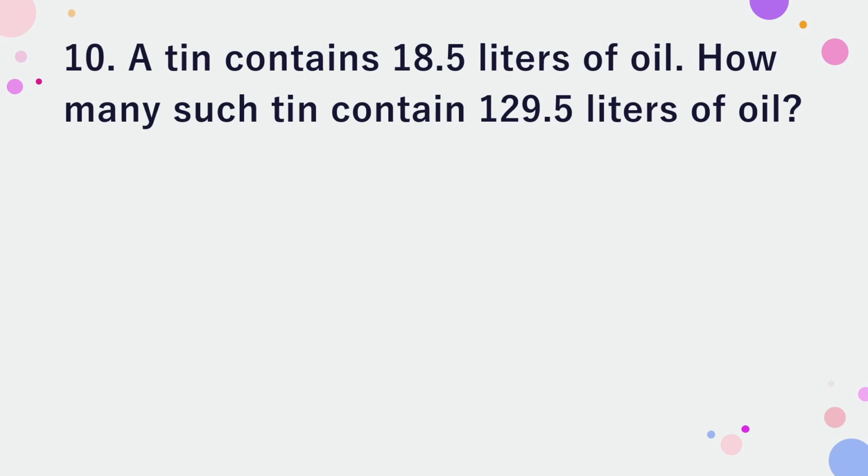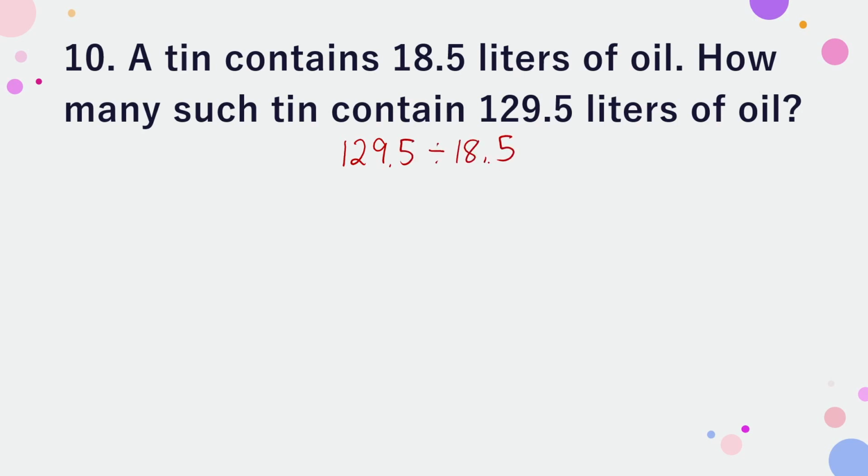Or how many such tins? So, one tin contains 18.5 liters of oil. Now, the question is how many tins if the total number of liters of oil is 129.5? That's division again. Now, I will be having 129.5 divided by 18.5.